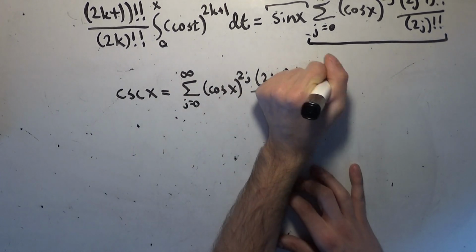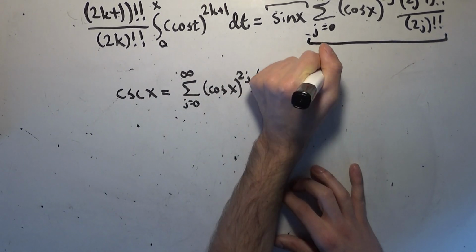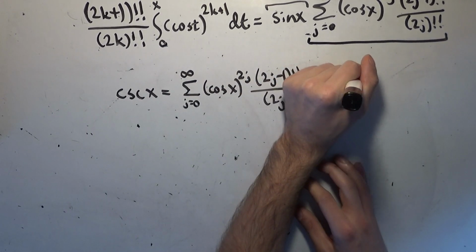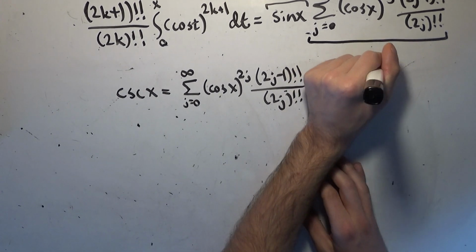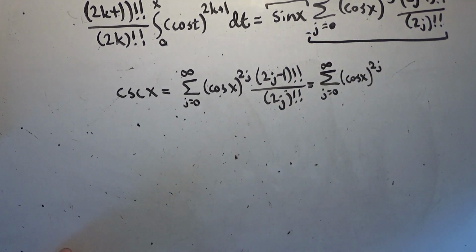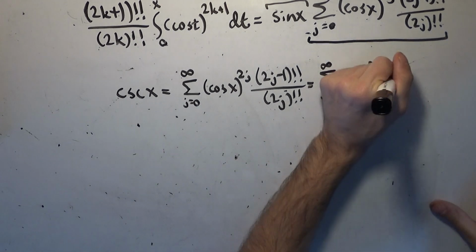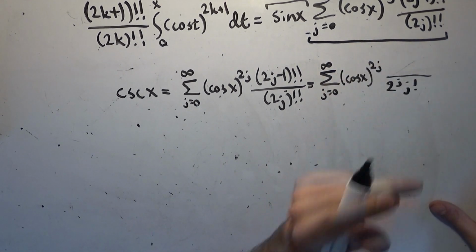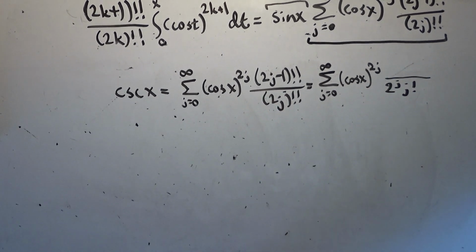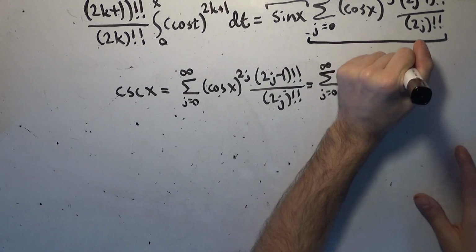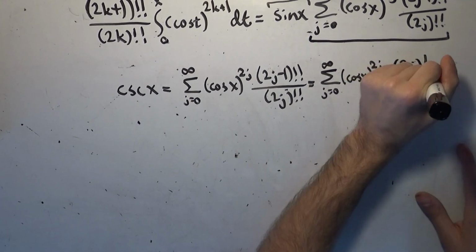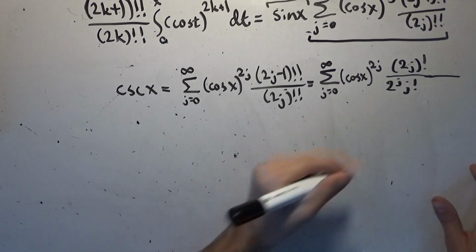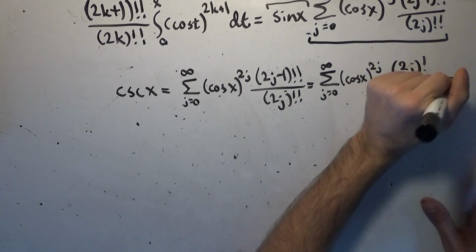So what were they? So we have the sum from j equals 0 to infinity of the cosine of x to the power of 2j. And what was 2j double factorial equal to? That was 2 to the j times j factorial. And what was 2j minus 1 double factorial equal to? That was equal to 2j factorial divided by the same thing. So again, 2 to the j times j factorial.